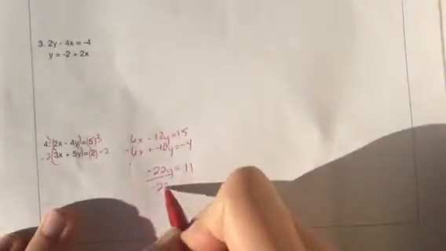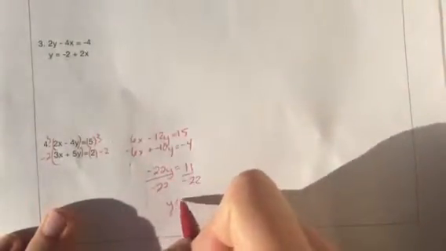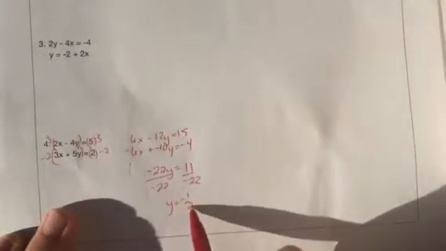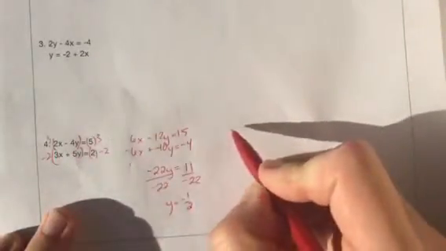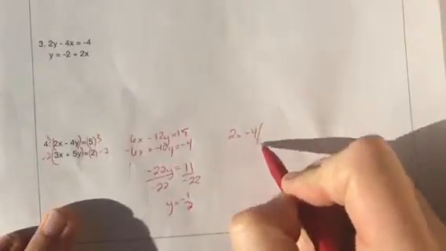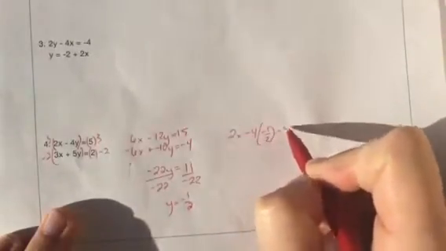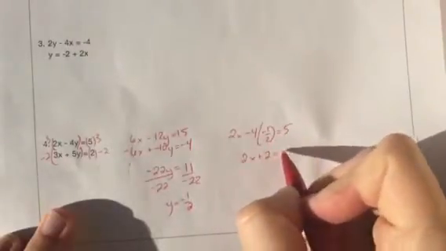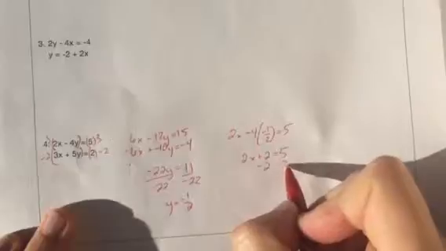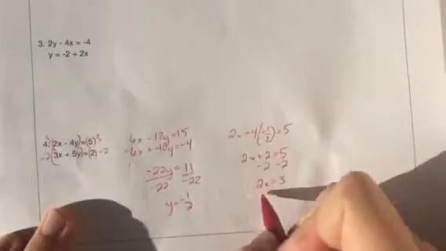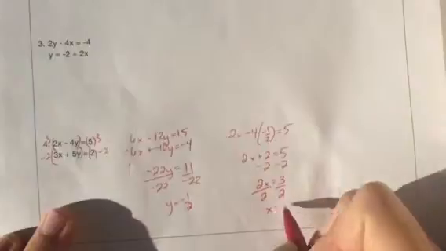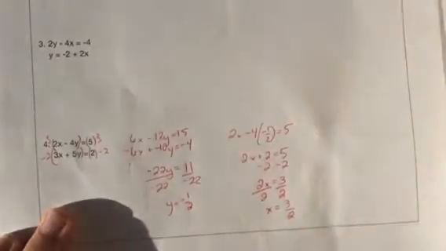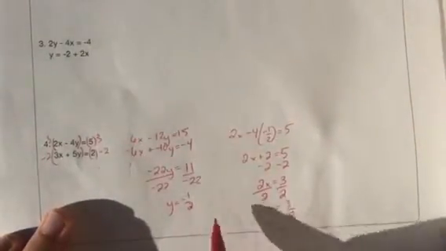And now it's very simple. I just divide by -22 and y equals -1/2. But I'm not finished yet. I still need to find out the x value that will work. So I'm going to take this and plug it back into one of the two equations. I'll use the top one. 2x minus 4 times -1/2 equals 5. -4 times -1/2 is +2. And now I just solve the equation, subtract 2 on both sides, divide by 2 on both sides. So x equals 3/2.